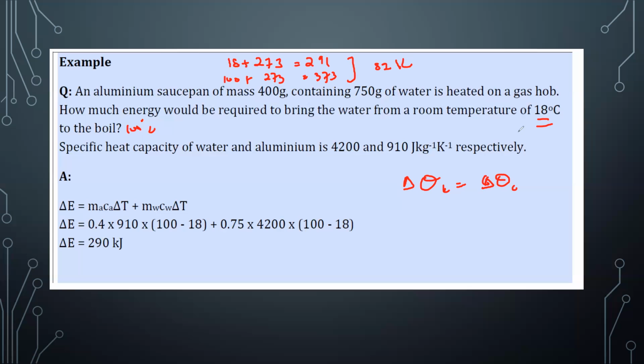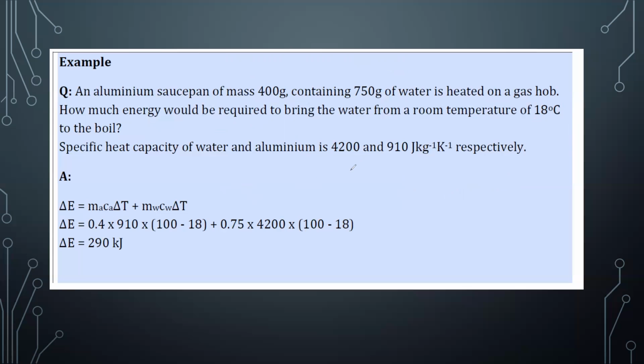And the same thing in degree centigrade: 100 minus 18 will also be 82 degree centigrade. So the change in temperature in degree centigrade is equal to the change in temperature in Kelvin. So in the formula, we have to substitute the change in temperature. Even if you convert the unit, that does not make a difference to the answer. So first we'll find how much energy is absorbed by the water and then by aluminium, or it can be the other way around.